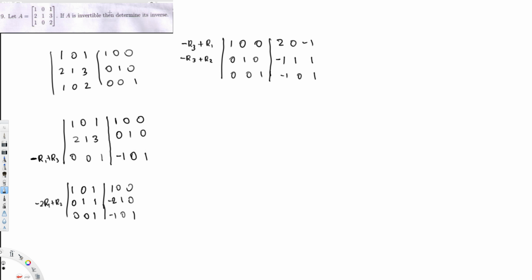So, if A is invertible, then determine its inverse. First of all, we have to show that A is invertible because the determinant is not equal to 0. The multiplication of the diagonal is going to be my determinant, because this is upper triangular and lower triangular. Whenever you get something like this, if you multiply the diagonal, that gives you the determinant. In this case, if you multiply this diagonal, it's not going to be equal to 0. Therefore, this is invertible.